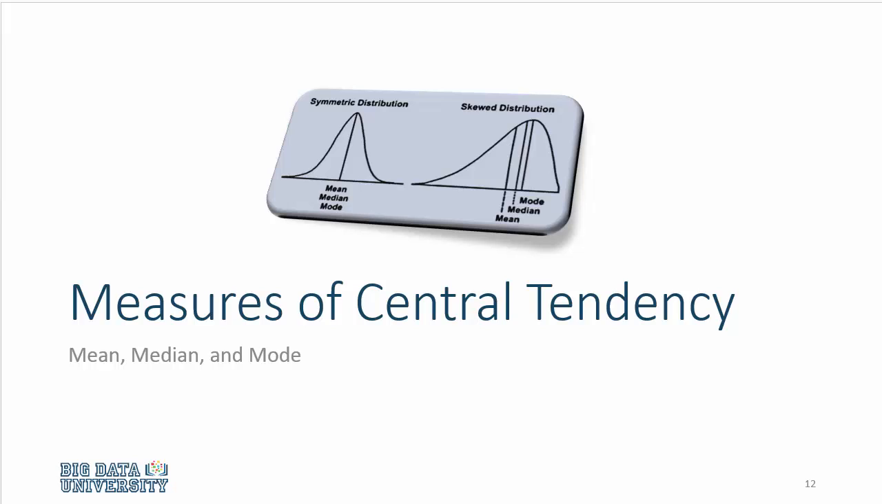The measures of central tendency are the most commonly used in statistical analysis. We know them as mean, median, and mode, and their use is ubiquitous in statistical analysis. So let's see how it works.